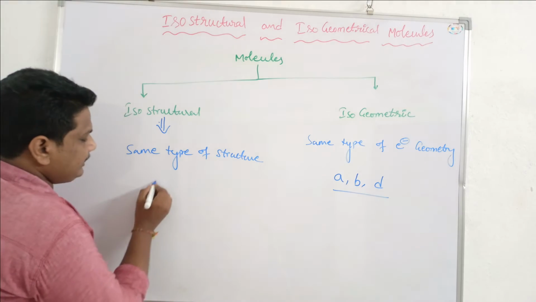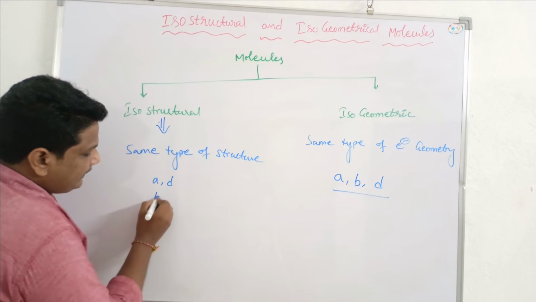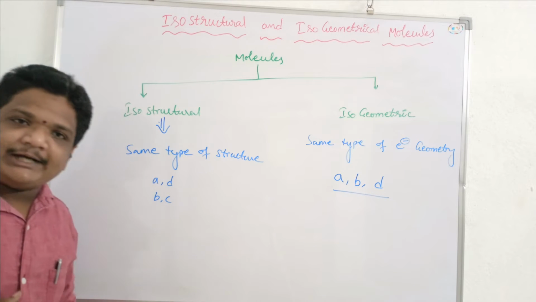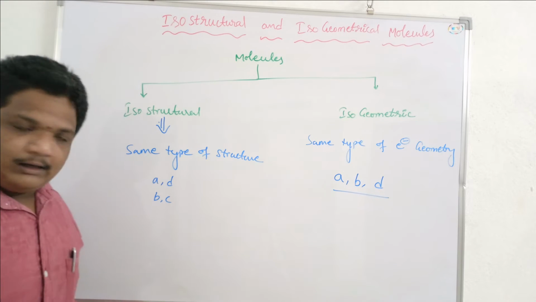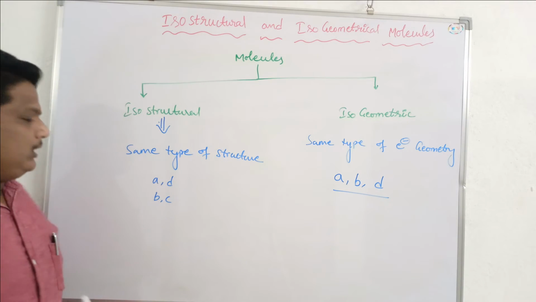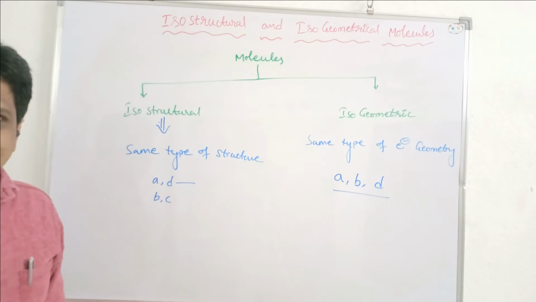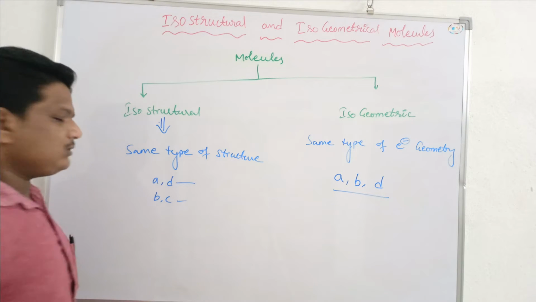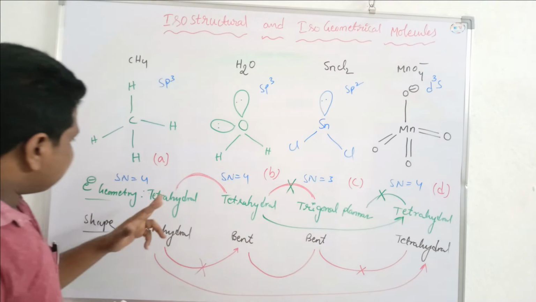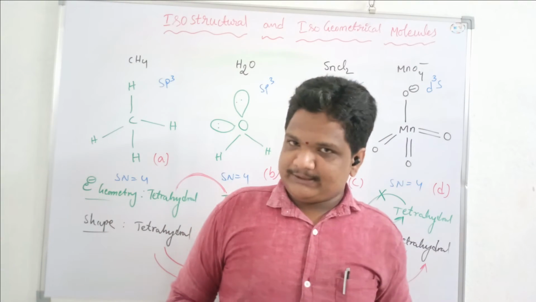In the case of molecules A and D, and molecules B and C, A and D have the same shape or structure. B and C also have the same structure. So A and D are called isostructural species, and B and C are also called isostructural species. A, B, and D are isogeometric species.